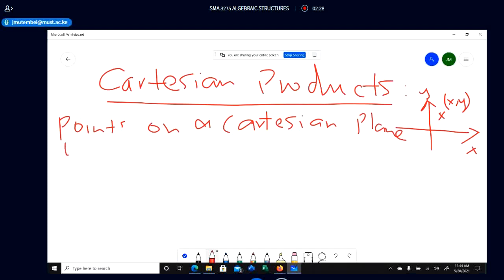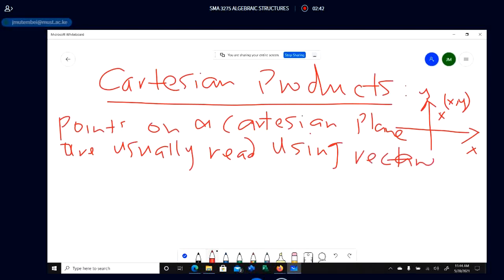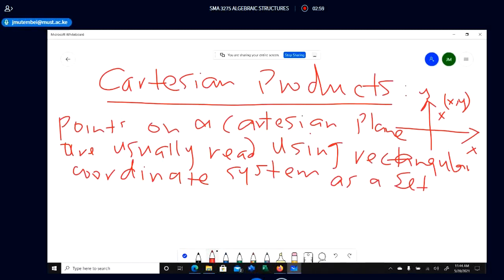are usually read using rectangular coordinates, using the rectangular coordinate system, as a set of ordered pairs of this form, e.g. pairs of the form, say, (a, b).